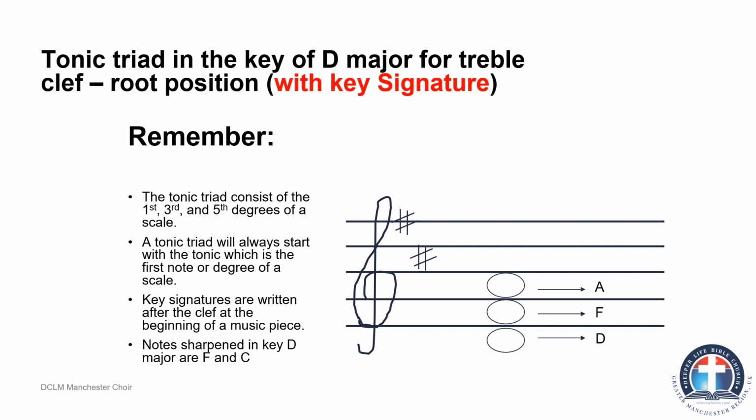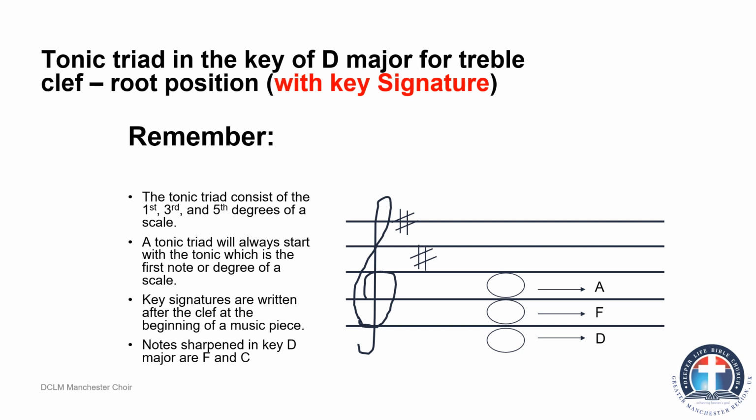Now, a tonic triad consists of the first, third, and fifth. What will be the first note here? D. Thank you. And what will be the third note here? F. Thank you. And what will be the fifth note here? A. Thank you. So it's positioned that way in order. You see how they are aligned. They sit on each other like that, so that they are aligned, and shows as a tonic triad.